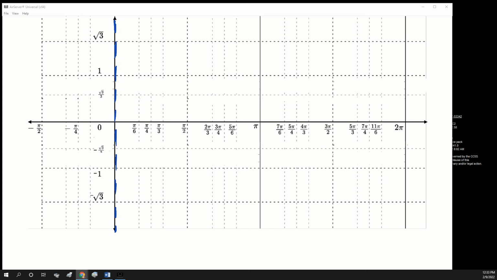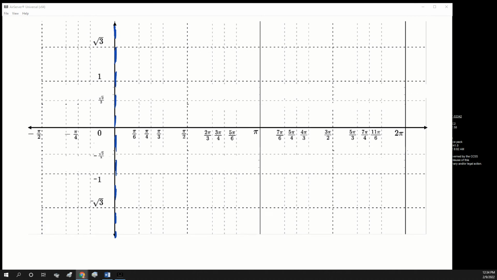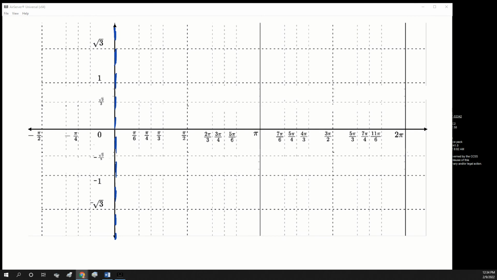Okay. And then for pi over 6, we would do y. I'm trying to remember. We're going to do x times the reciprocal of y. So it would be the square root of 3 over 2 times 2, which should be the square root of 3.